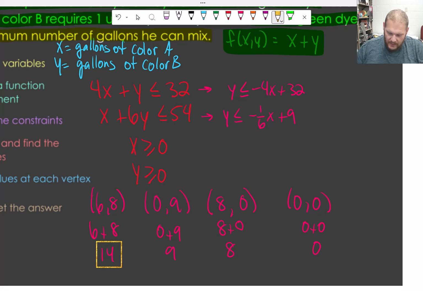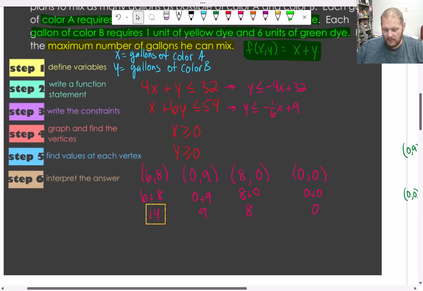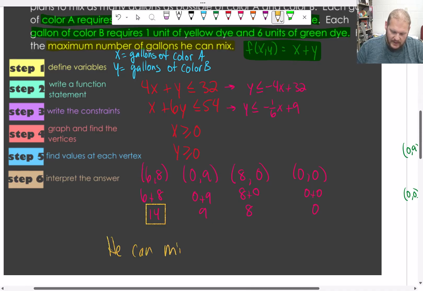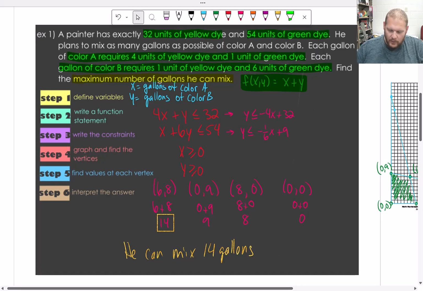And again, the way that this is phrased, find the maximum number of gallons that he can mix, we would be able to say that he can mix 14 gallons. At minimum, you got to make sure you include your units, right? 14 what? 14 gallons would be what he is mixing. Okay. One more example we'll go through. This one for example number 2.